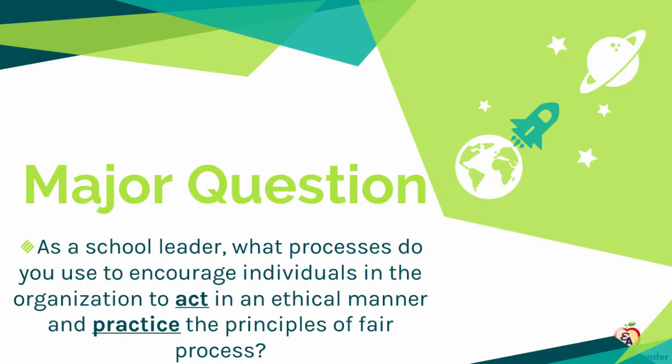The question we should ask ourselves is, as a school leader, what processes do you use to encourage individuals in the organization to act in an ethical manner and practice principles of fair process? So what are you doing to encourage that? I'll tell you, just point blank, the way to teach ethics is to be ethical. The way to teach ethics is to model ethics. So what are you doing? What processes are in place to make sure that everyone on your campus is seeing your ethical behavior and what else may be done for them to know that they need to act ethically.